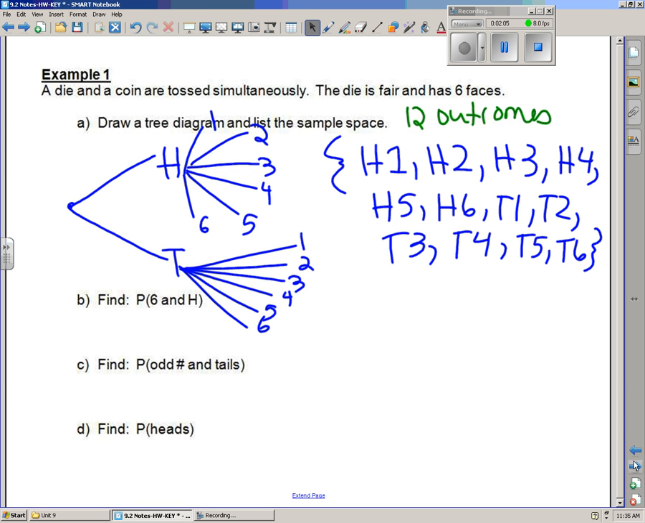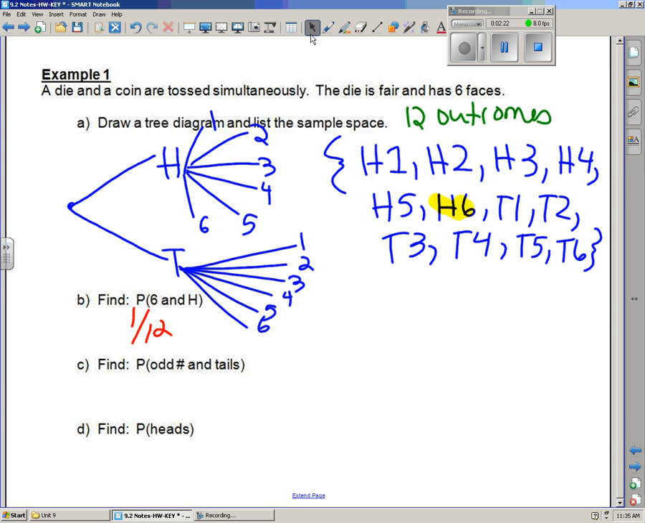Well, what's the probability of getting a 6 and a heads? Well, the only time that I see a 6 and a heads is here, right? So the probability of getting a 6 and a heads would be a 1 out of 12 chance.